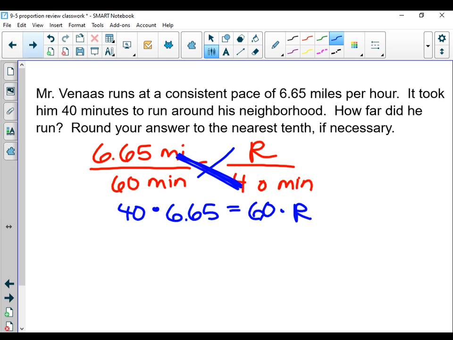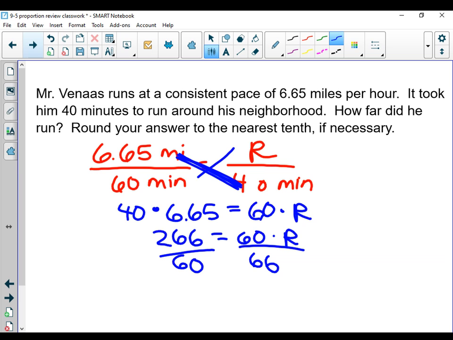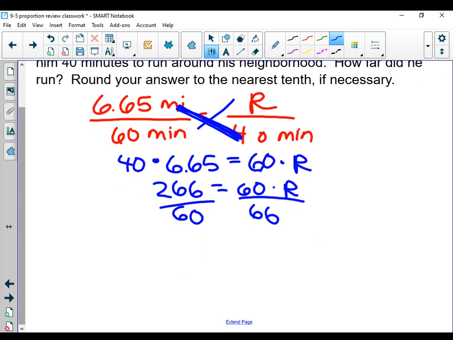What? You're back in 266. Like this? Yeah. Do we agree? 266? How am I going to get that 60 away from the R? Divide by 60. 4.4. So we could say it's about 4.5 miles in his neighborhood.